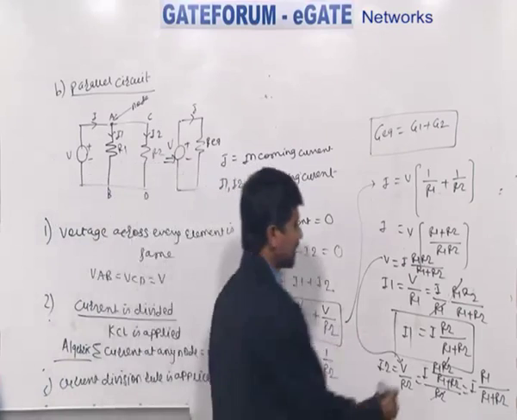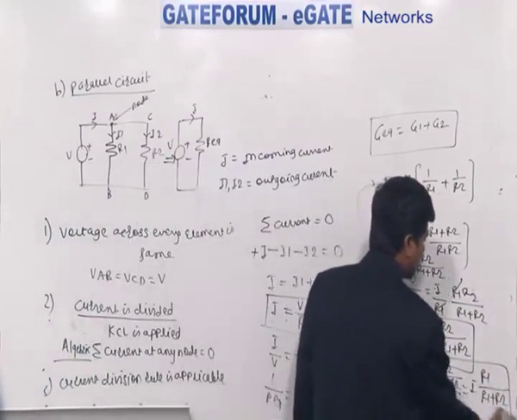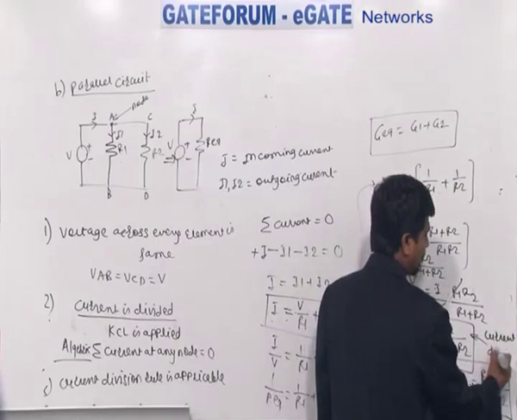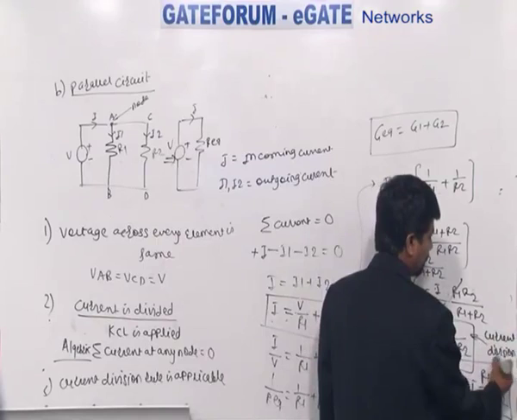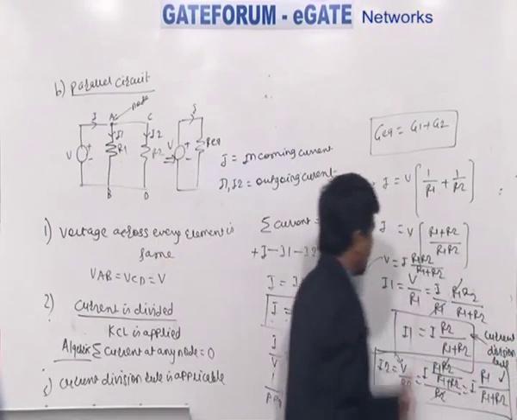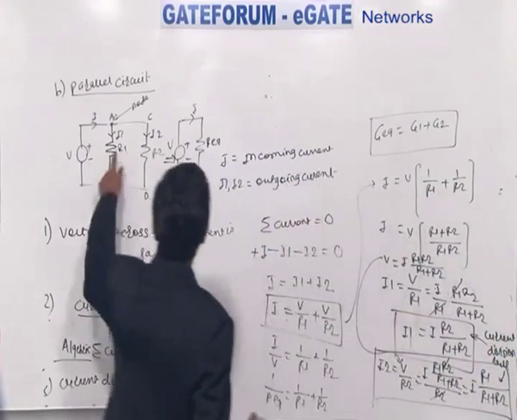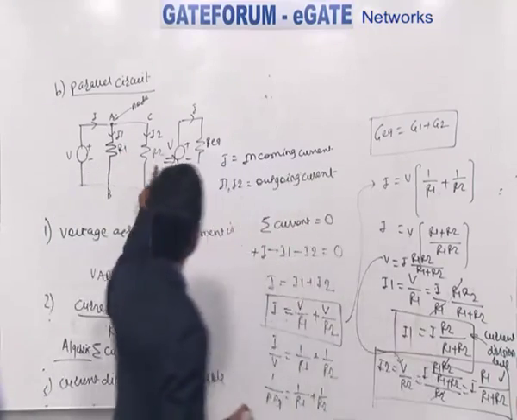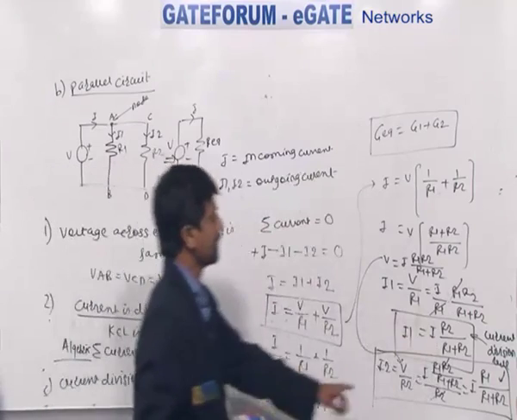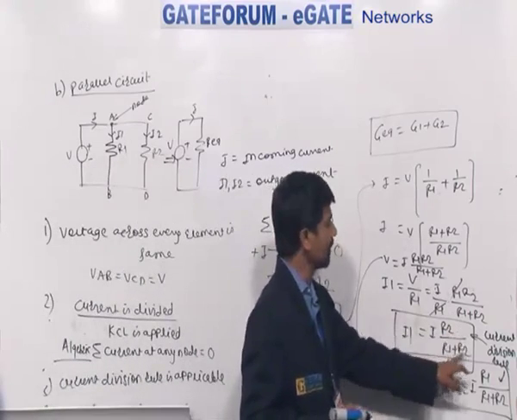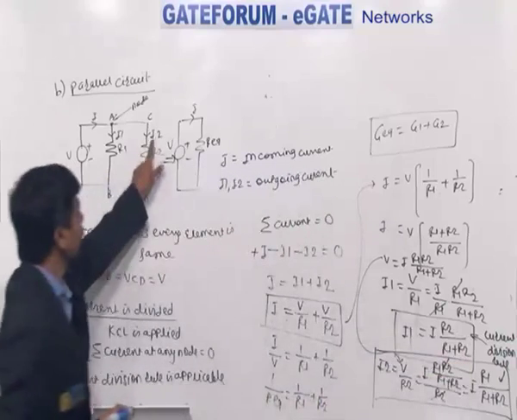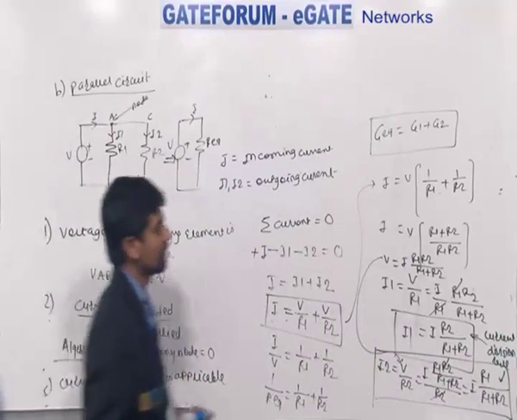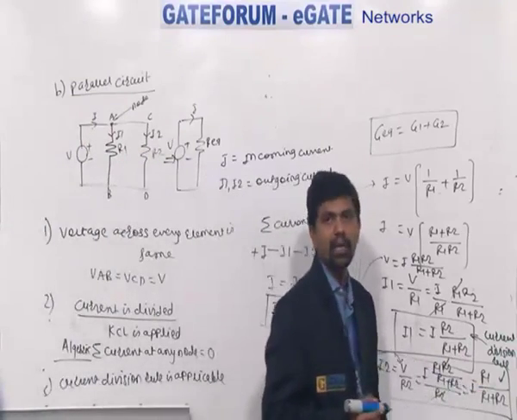What does this current division rule state? Whatever I1, I2 values are there, here current is divided. The current I1 flowing through resistor R1 is equal to the total current I into the opposite resistor R2 divided by the sum of resistors. In a similar way, the current flowing through R2 is equal to the total current into the opposite resistor R1 divided by the sum of resistors. So I into R1 divided by R1 plus R2.